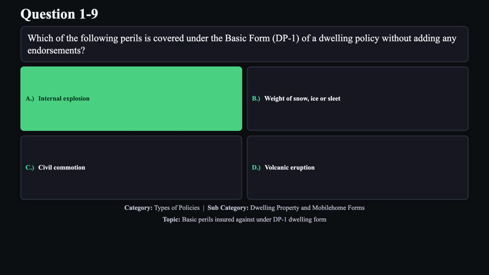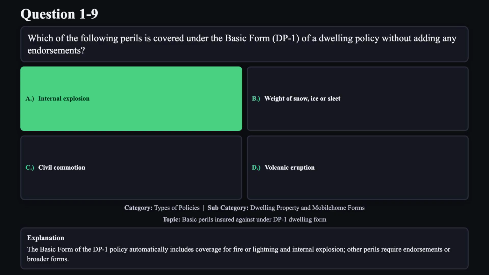The correct answer is A. The basic form of the DP1 policy automatically includes coverage for fire or lightning and internal explosion. Other perils require endorsements or broader forms.